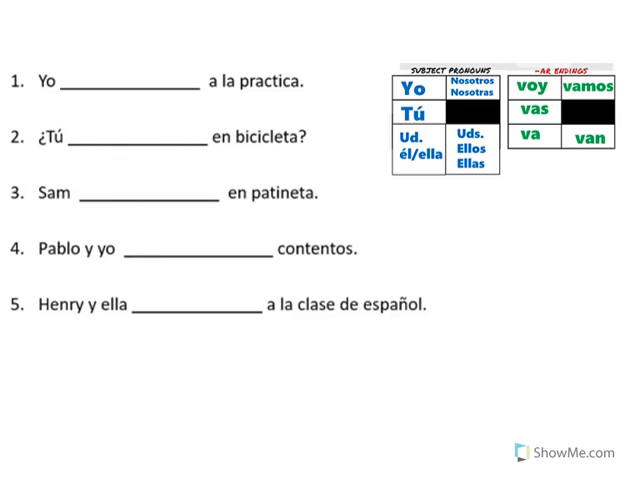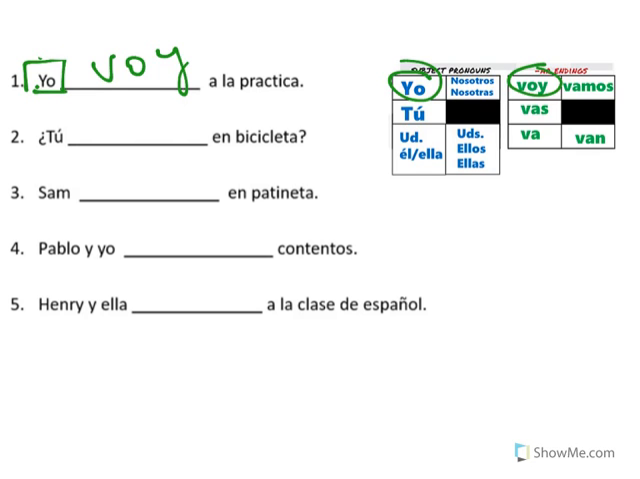Alright, the practice questions. So I got my chart here. I got my questions here. So, yo, this is a person that's doing this. And in this case, this person is going, because that's what we're talking about, going. I go, you go, he goes. So, let's just simply match it with the chart. Yo is here, and voy right there. So it's yo voy. It's that simple. It's that easy.